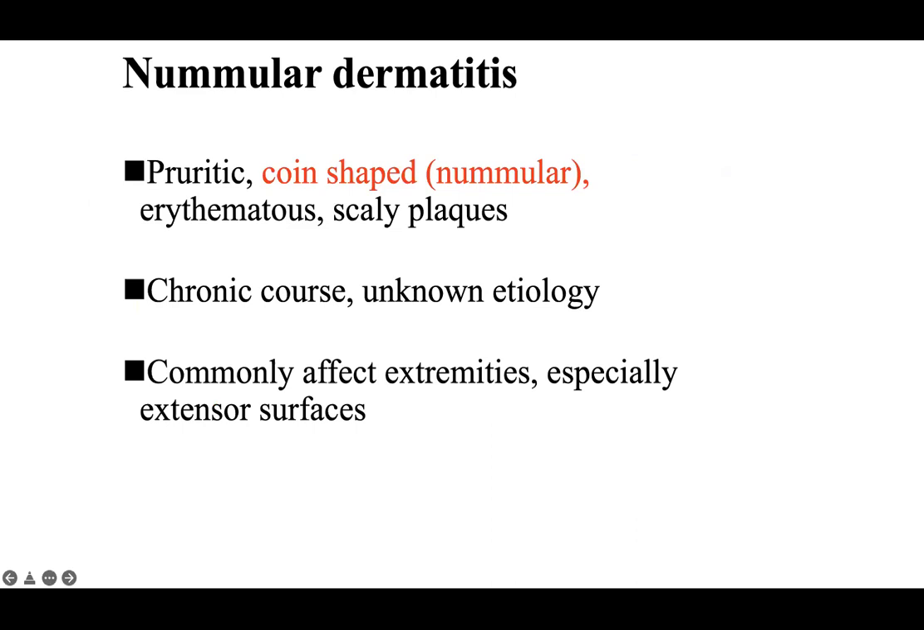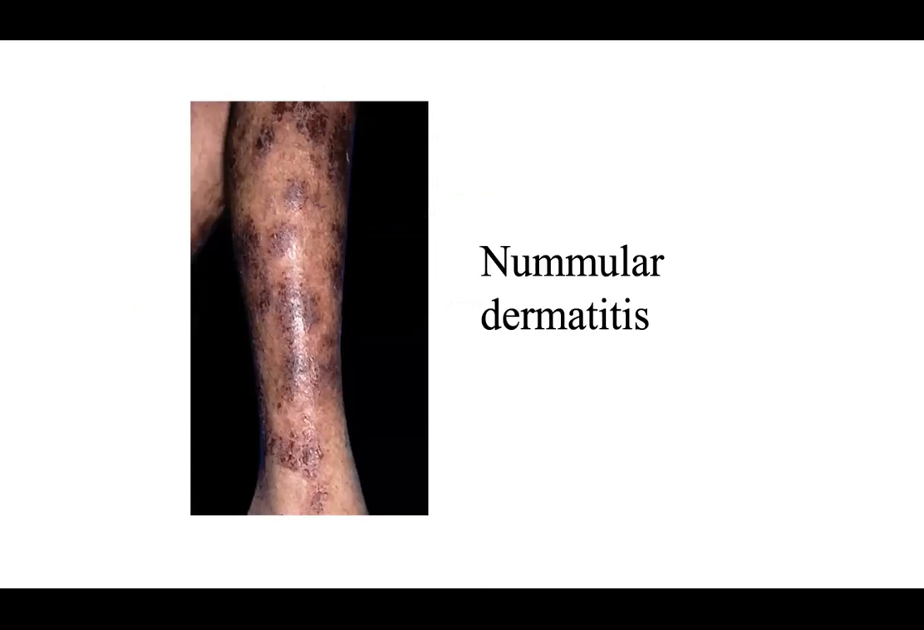Nummular dermatitis is really all about the morphology clinically. So you should just recognize these pruritic coin-shaped or nummular erythematous scaly plaques with chronic course and unknown etiology, commonly affecting the extremities, especially the extensor surfaces. Nummular dermatitis is really defined by these coin shapes. Now, on biopsy, you're going to see spongiotic dermatitis. You're not going to be able to say it's nummular. You have to rely on the clinician to make that correlation or to tell you, or you have to see photos of it.